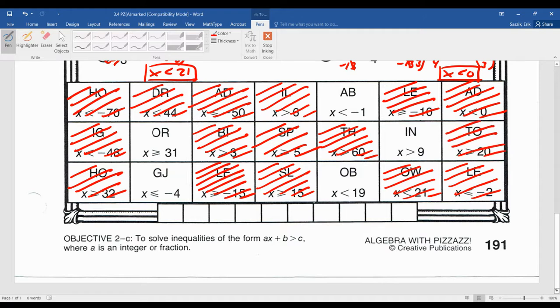So let's write down what's left. Go across the top row. We have A, B. Next row, O, R, I, N. And then the bottom row.